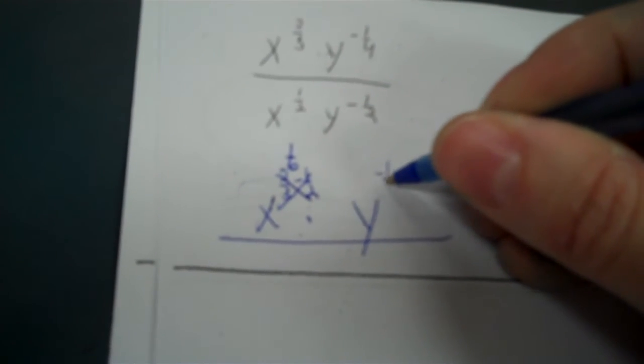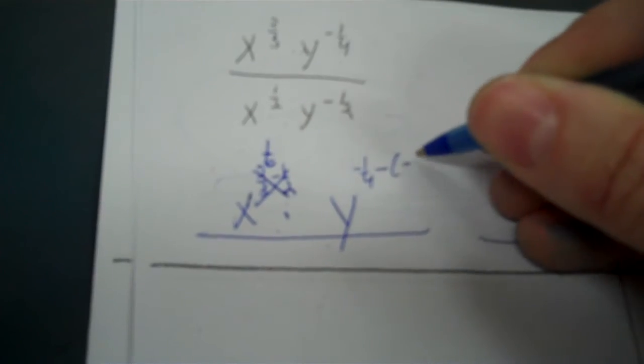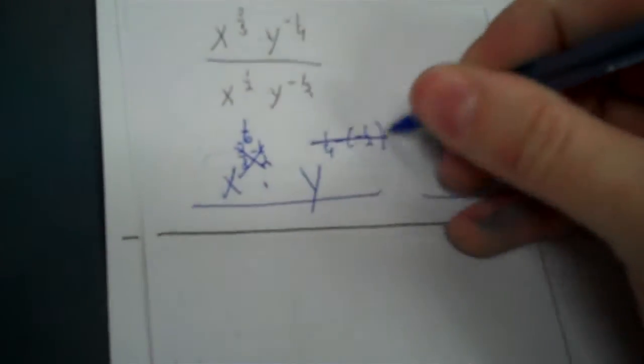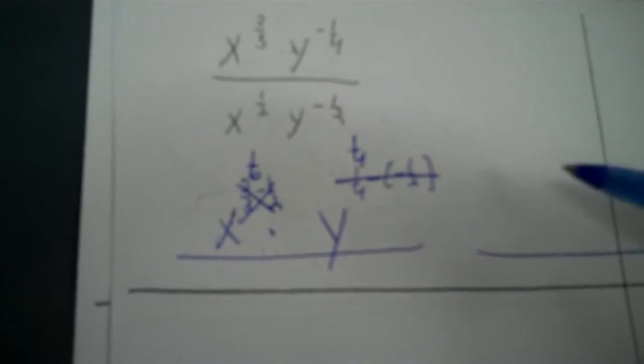Now as far as the y go, again it's subtraction. We got negative 1/4 minus negative 1/2, okay? So I take negative 1/4 minus negative 1/2. And I got 1/4. Okay, do you have any negative exponents? Nope, you don't have to rewrite it. You got fractions, but they're on top, so that's fine.